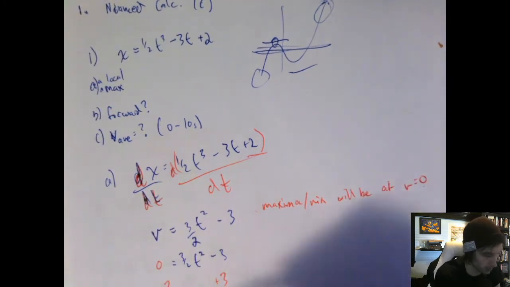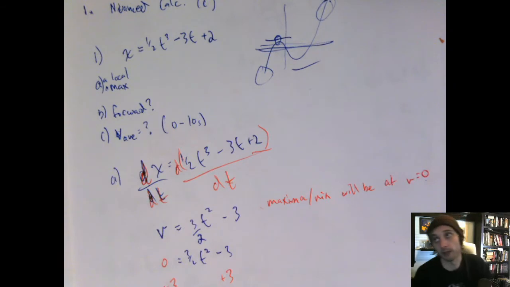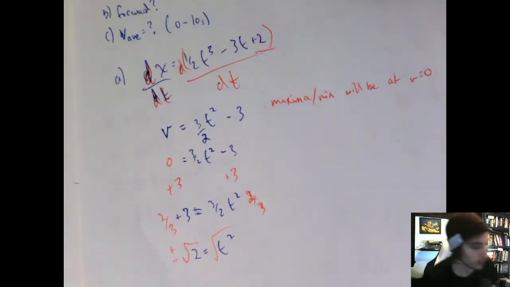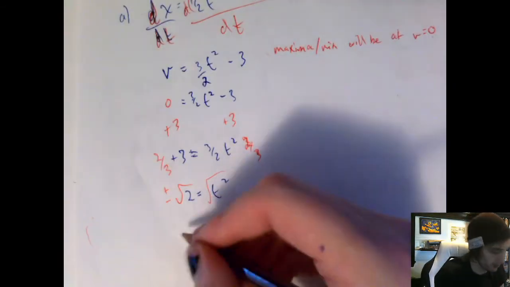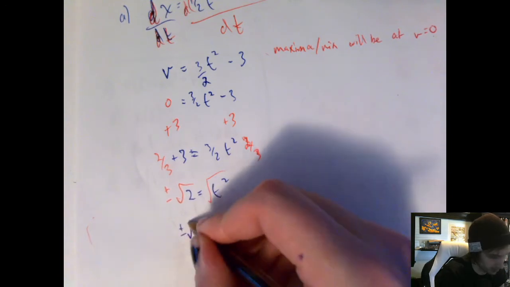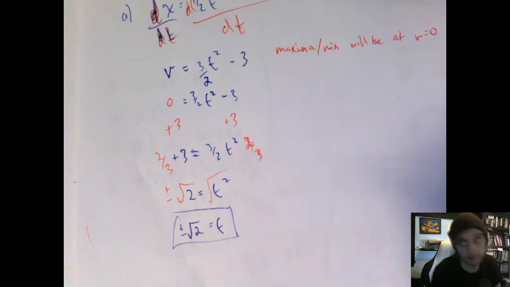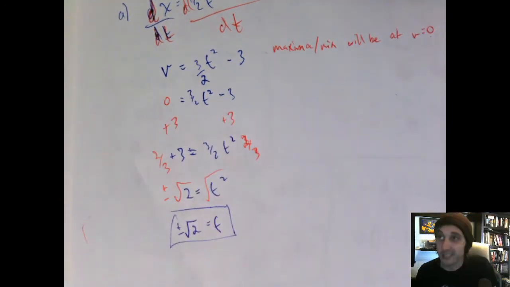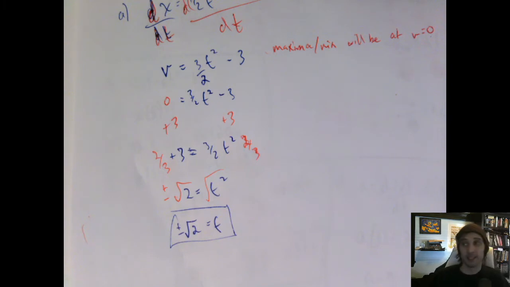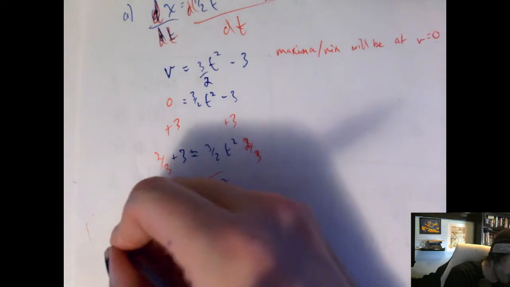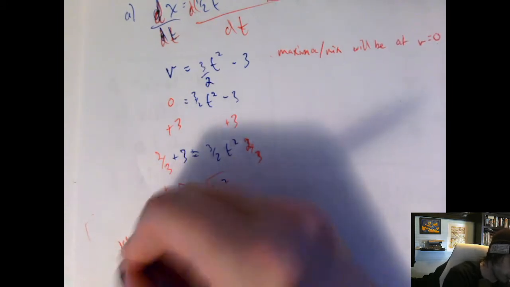Square root both sides, and when you square root the side without a square, just remember that it'll give you back a plus or minus. And so what we're left with here is plus or minus root 2 are the times at which we'll have local maxima or minima. So now what we need to do, in order to figure out whether or not they're maxima or minima, is a second derivative test. So this is our first derivative test.